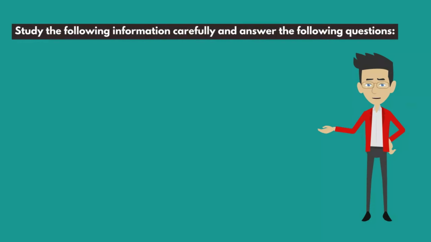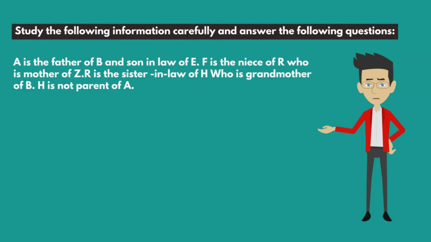Study the following information carefully and answer the following questions. A is the father of B and son-in-law of E. F is a niece of R who is mother of Z. R is a sister-in-law of H who is grandmother of B. H is not parent of A.